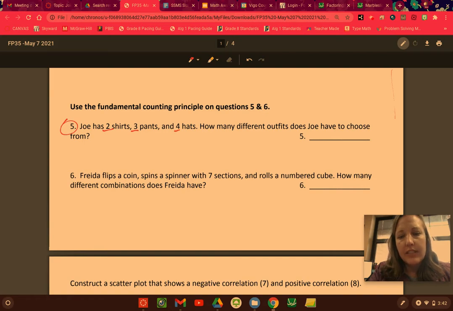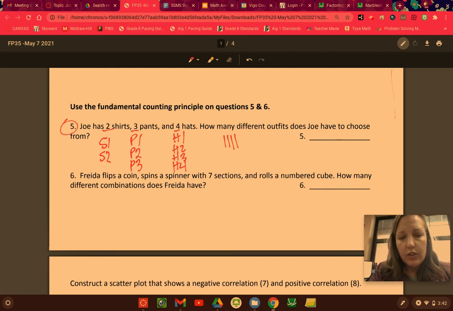So Joe has 2 shirts, 3 pants, and 4 hats. How many different outfits can he choose from? So this is like when we did before. He has shirt 1, shirt 2, pant 1, pant 2, pant 3, and hat 1, hat 2, hat 3, hat 4. And so you could do shirt 1, pant 1, hat 1. That's 1. Shirt 1, pant 1, hat 2. Shirt 1, pant 1, hat 3. Shirt 1, pant 1, hat 4.